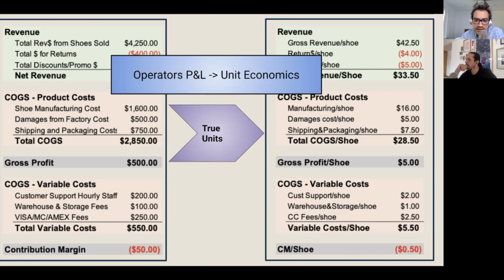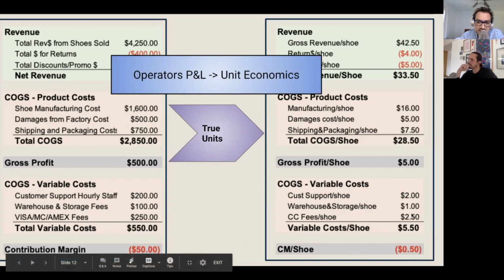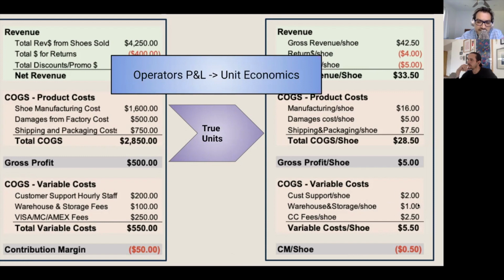Exactly. And again, that's something where let's look at the warehouse and storage fees, for example, right? Those fees are $1 right now on a per unit basis. If we can double our production and not have to move to a different warehouse, that warehouse and storage on a per shoe basis gets cut in half from $1 to 50 cents. And now they're break even, right?